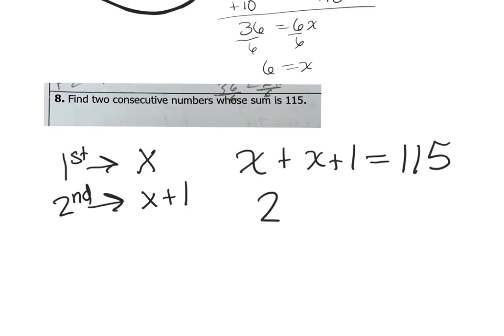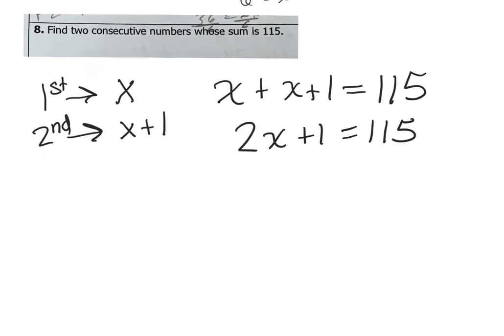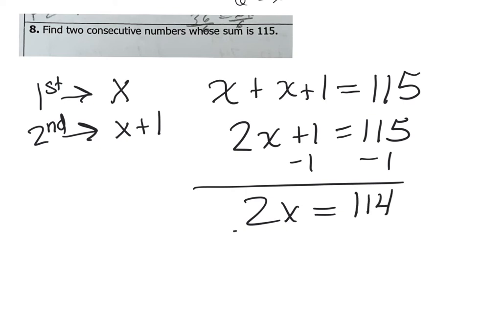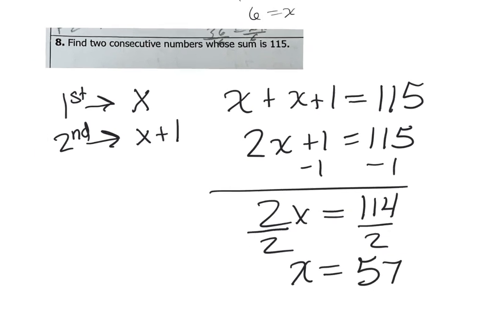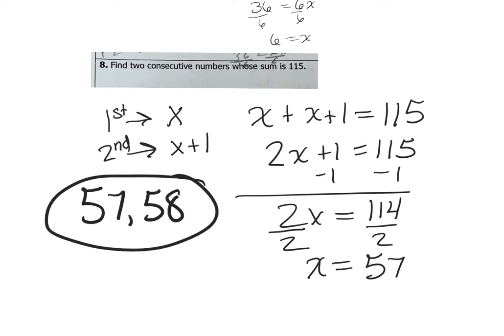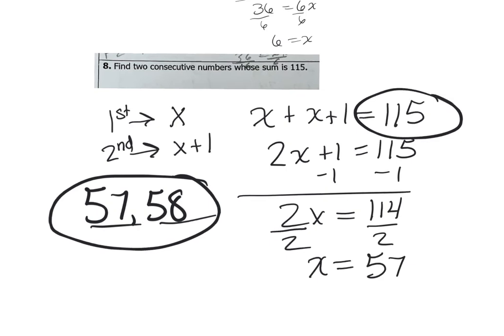So if I combine my like terms, I have 2x plus 1 will equal 115. Minus 1. Minus 1. So minus your 1, yep. So 2x equals 114. So x equals what? 57. Okay, so that's x. So then what's the next number? 58. If I add 57 plus 58, I'm going to get 115. So you can go back and check in your problem if you did it right.